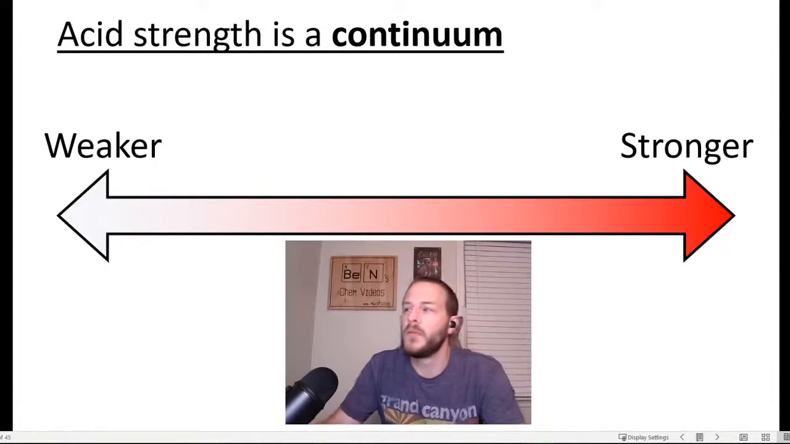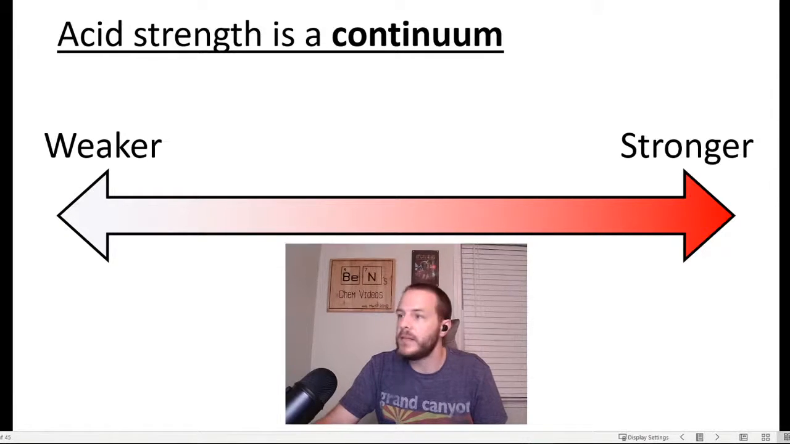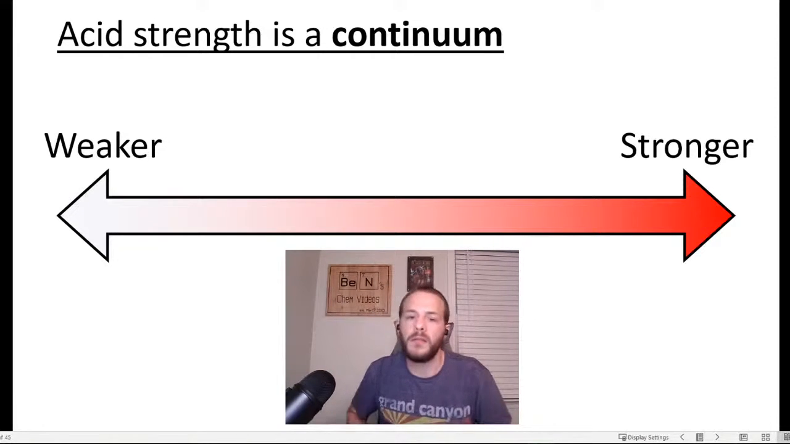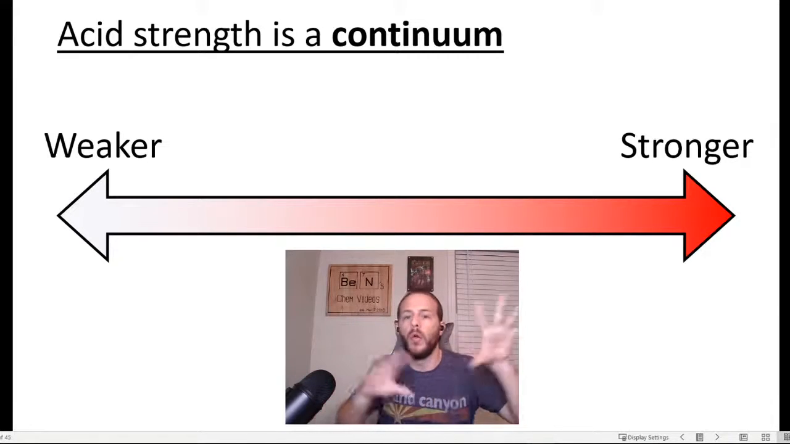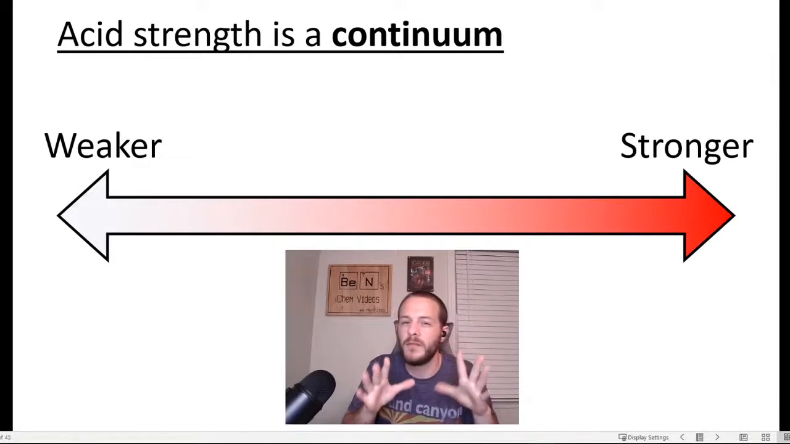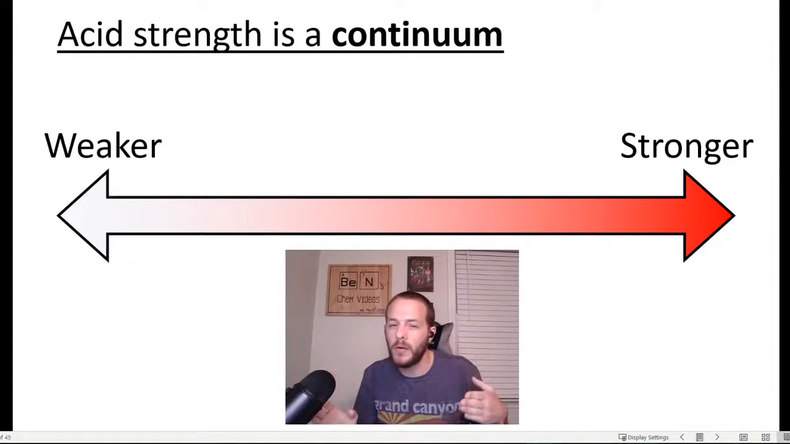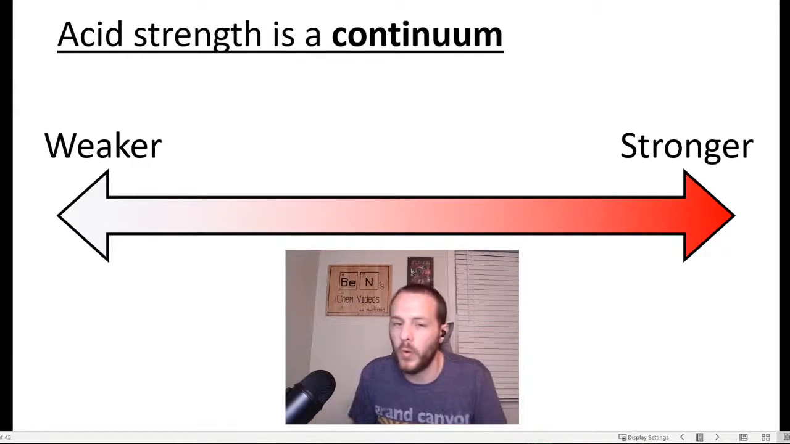All right, so it's important to understand that even though we use these 2 categories, strong and weak, to categorize these acids, acid strength is a continuum. It's like a big spectrum that goes all over the place. And there are some acids that are on the blurry line between those 2 categories. That doesn't mean that the categories strong and weak are useless or invalid.